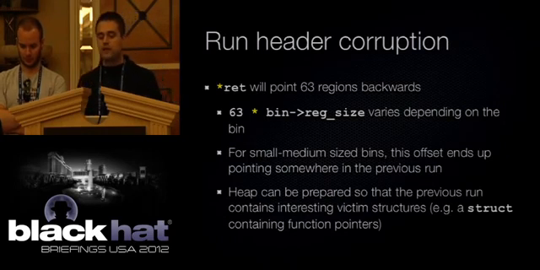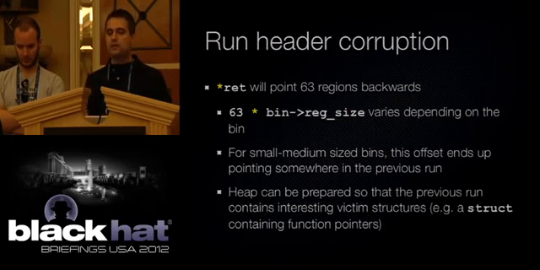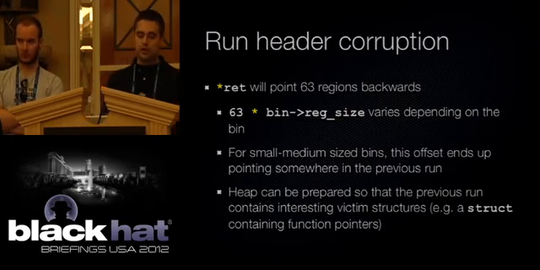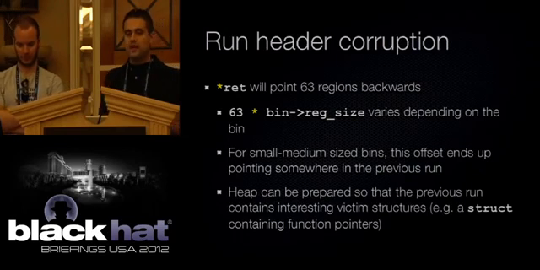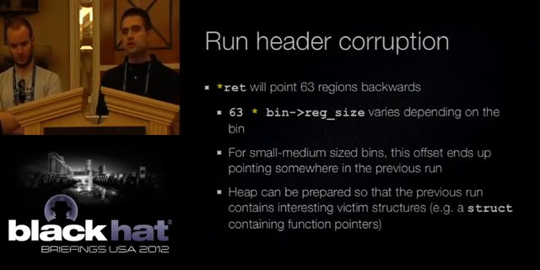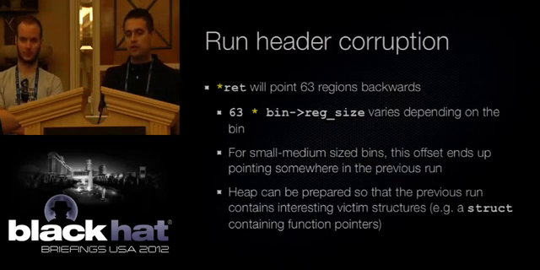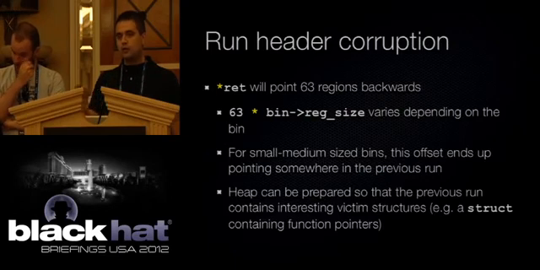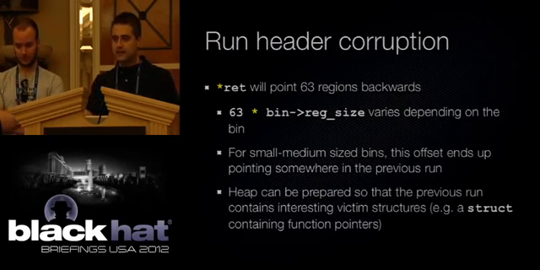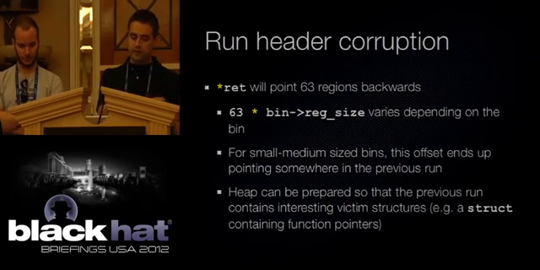So for small or medium bins, we have found out that this offset points to somewhere in the previous run. So basically you prepare the heap and you place some structure that contains, let's say, function pointers or something else interesting on the previous run. You trigger the overflow on this run on its last element, you corrupt the metadata header of the next run, and you make it service the next allocation from the previous run that you control.